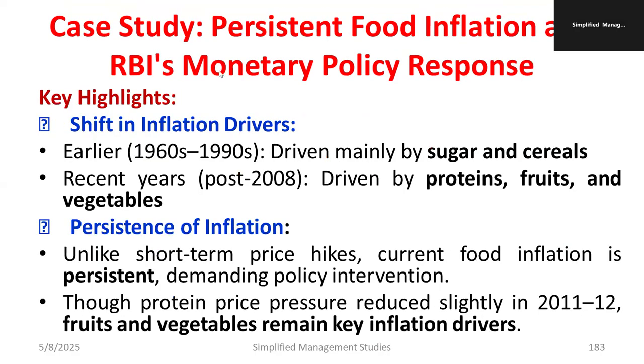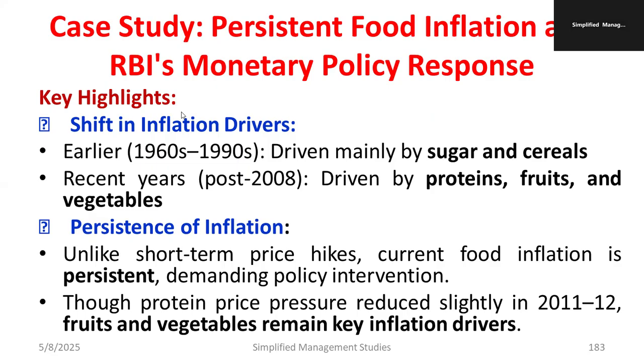The key highlights of this particular case study are, first, the shift in inflation drivers, and second, the persistence of inflation. If I talk about the shift in inflation drivers, earlier, in the era of 1960 to 1990s, it was driven mainly by food items, especially sugar and cereals. Whereas in 2008 and after, the inflation drivers are proteins, fruits, and vegetables, and their price hike we could not control. Earlier it was sugar and cereals, but after 2008, the fast inflating products are proteins, fruits, and vegetables.